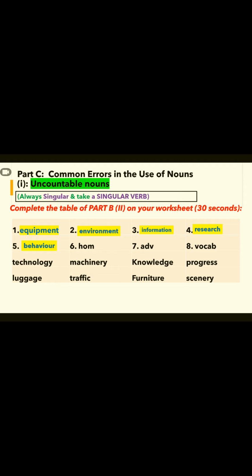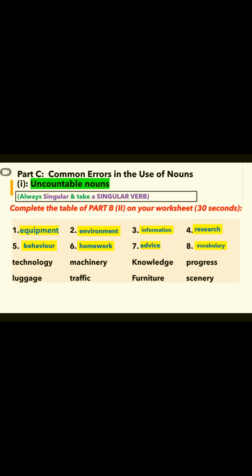Behavior, always uncountable and singular. Homework or work. Advice, so don't say give me an advice. We should say give me some advice, a piece of advice, or just give me advice. Vocabulary is actually uncountable. Don't make it plural. If you want plural, you should say new words.